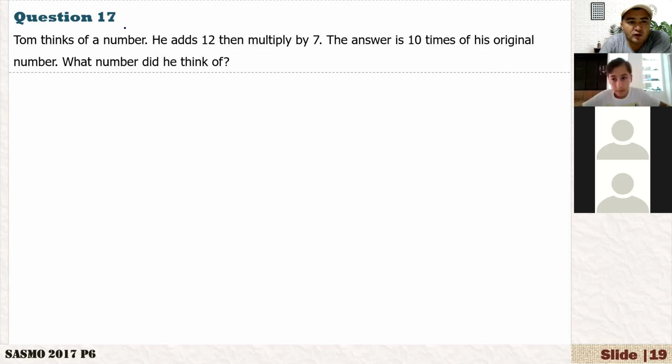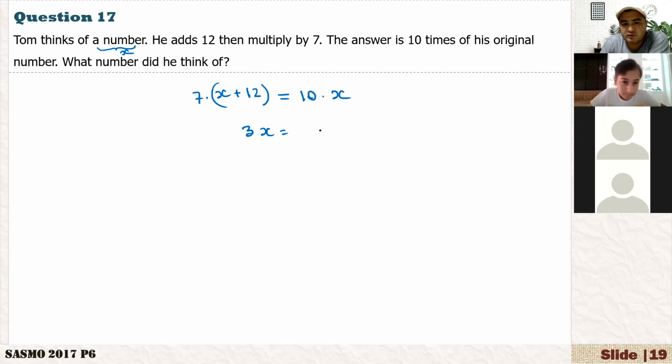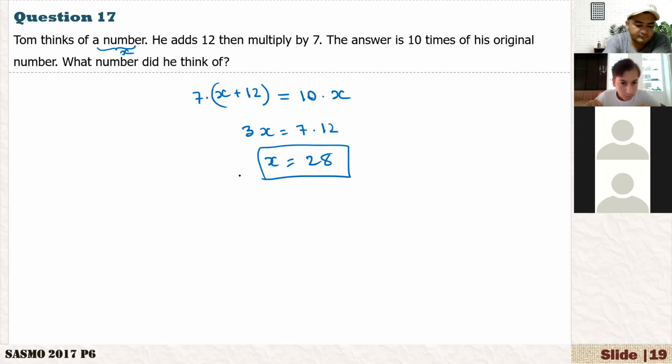Four, really? Tom thinks of a number. Let's say that number is X. He adds 12, then multiplies by 7, right? So that is X plus 12, and after that, multiplied by 7. So the answer is 10 times the original number. If you take this to this side, it is 3x equals 3 times 12. So what is x? X equals 28. Wait, wait. Why did I not multiply 7 by 12?